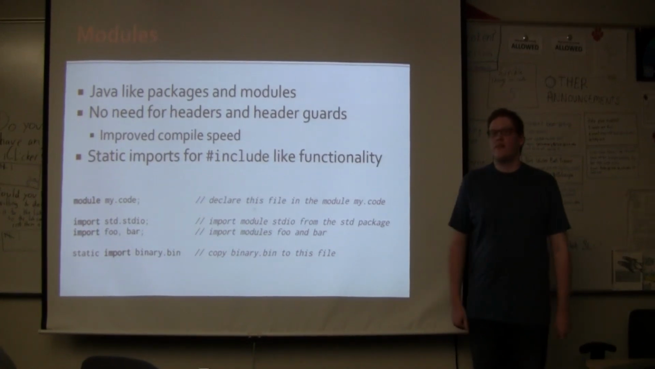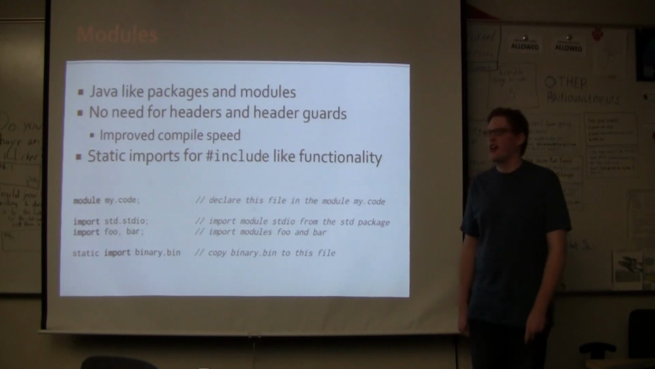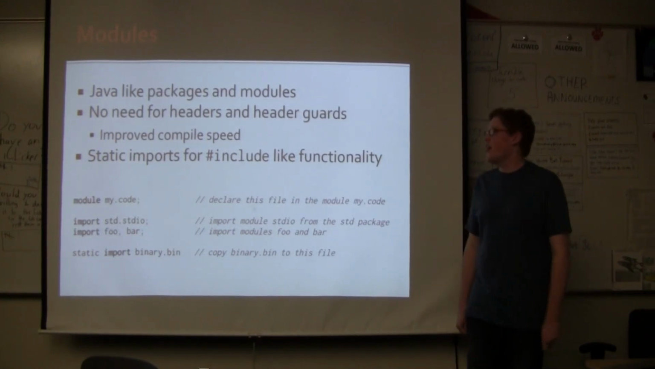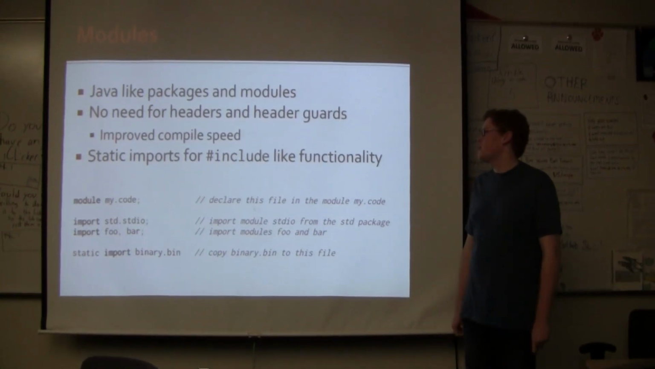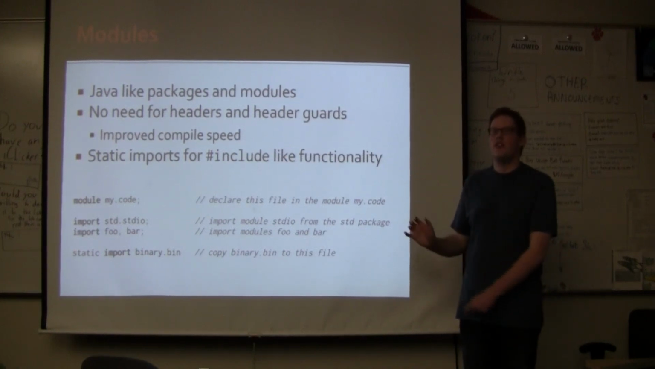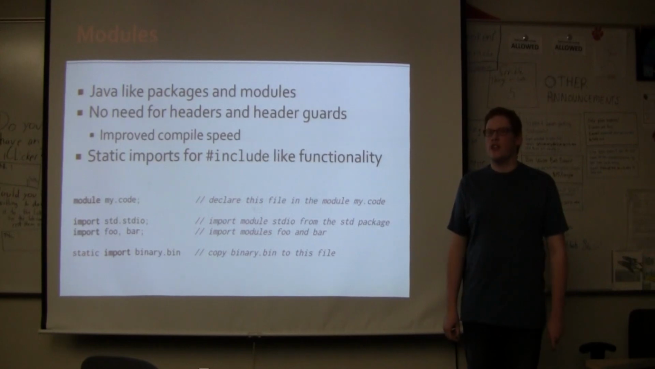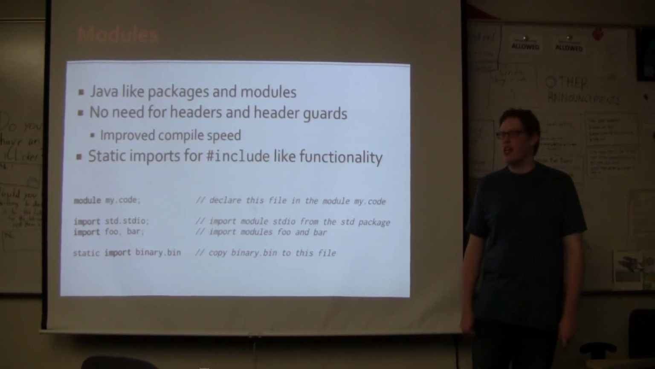D also has modules, so they're Java-like packages and modules, unlike the C preprocessor, which uses pound includes and header guards. That means when the compiler runs, it doesn't have to copy and paste the entire file every time it sees a pound include. It does it much like Java, where it just keeps track based on the file name and the folder names.